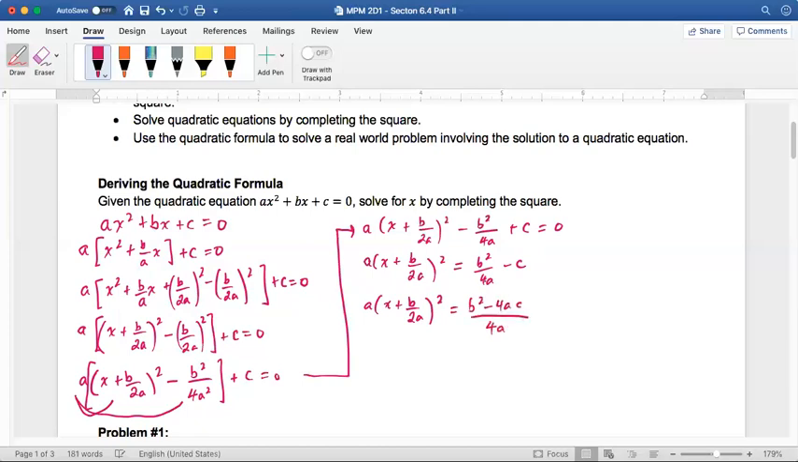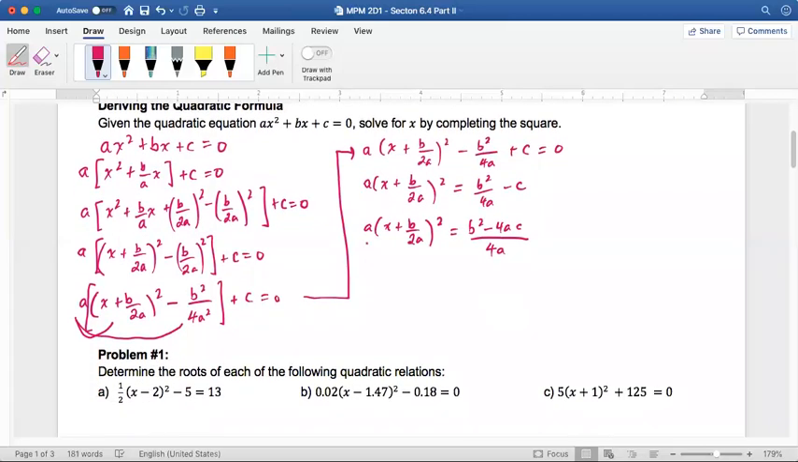It should be shaping up pretty good. It looks almost like the quadratic formula, but we're not quite there yet. We need to get rid of this a. We're going to divide both sides by a. On the left, it'll disappear, and on the right, we actually get an extra a in the denominator, and it becomes 4a squared. And now we're ready to get rid of this square. So x plus b over 2a is going to be plus or minus the square root of b squared minus 4ac all over 4a squared.